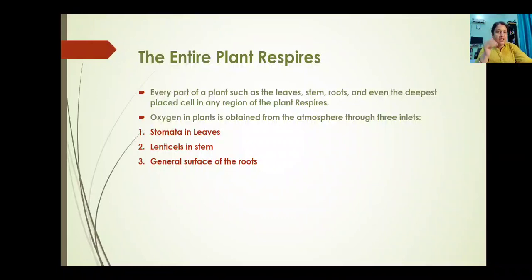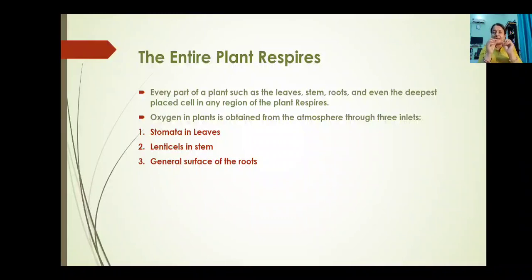So there are three inlets. First is stomata in leaves, second is lenticels in stems, and third is the general surface of the roots. So where are stomata found? Stomata are in leaves. These are minute, numerous openings found either on the upper surface of the leaves, but in dicot leaves these are found on the lower surface of the leaves. They are tiny openings, surrounded by guard cells, the bean shaped cells, so they are called stomata. Numerous pores on the surface of the leaves are stomata.